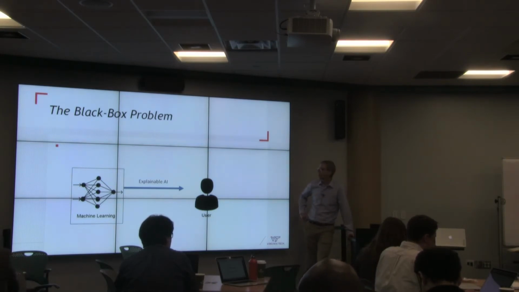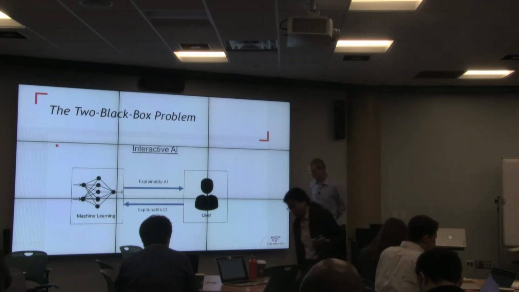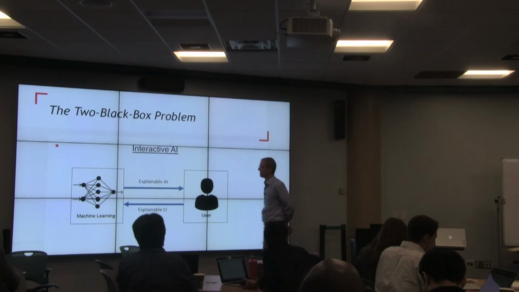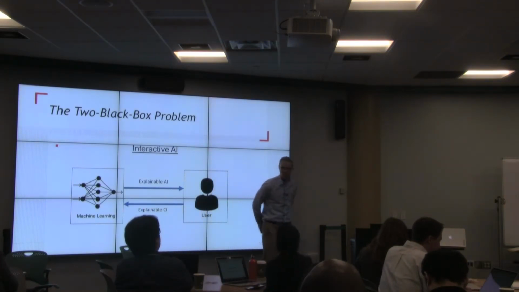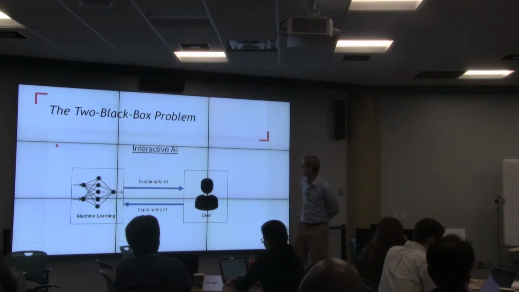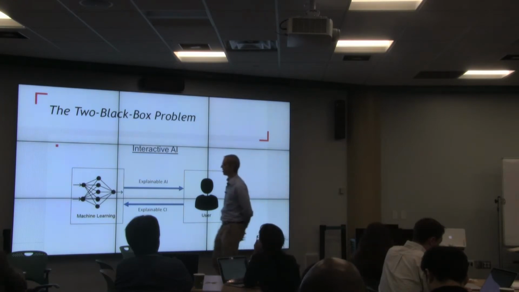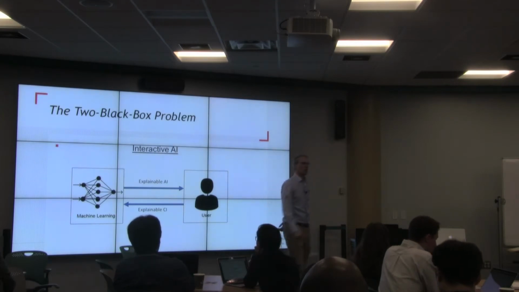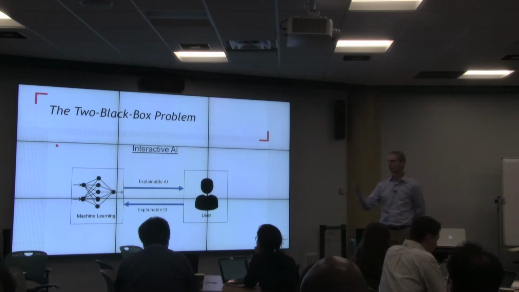In fact, what I want to claim is that we have a two black box problem in interactive AI. Not only is the machine learning a black box, so that it's hard for the human to see what's going on inside the algorithm, but isn't the human mind also a kind of black box? And isn't it equally as hard for the machine learning to understand what's going on in the analyst's mind? What is the analyst's reasoning process? What are they thinking about? What are their motivations? What are their goals? What are they trying to accomplish in this analysis?